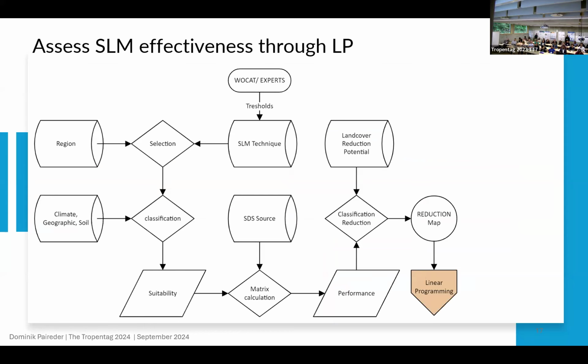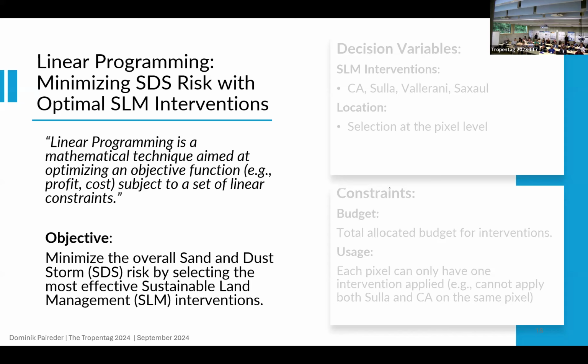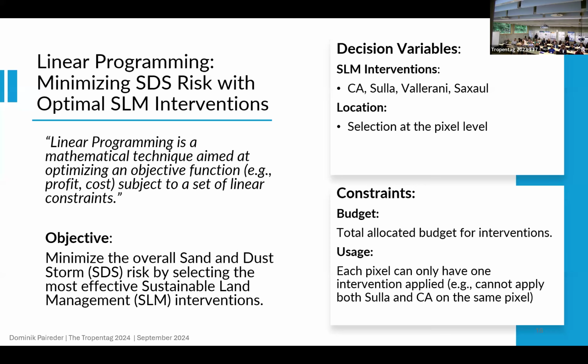Joran, a colleague of ours, is doing that. What is linear programming? It's a mathematical technique aimed at optimizing an objective function subject to a set of linear constraints. So the objective is to minimize the overall sand and dust storm. This you always have to be aware of. The decision variables are the SLM interventions, like the reduction maps, and the location is just a pixel inside. It's easy like this. Constraints are the budget and the usage.